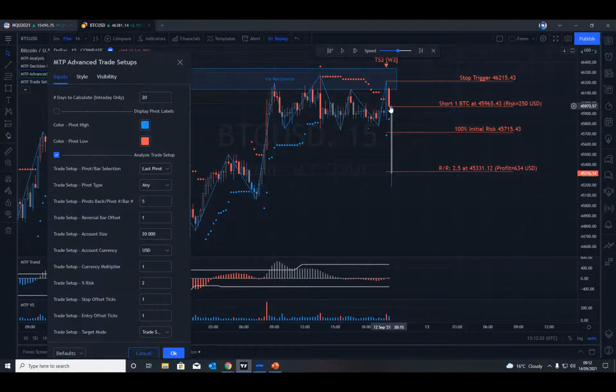So going short at that level, and that was our target. As you can see, it basically hit it on the next 15-minute bar. So that turned out to be a nice trade indeed. But can you see how we're first looking to see if the market is making a reversal off a higher time frame resistance area? Second, we come down to the shorter time frame to look for the trade setups.